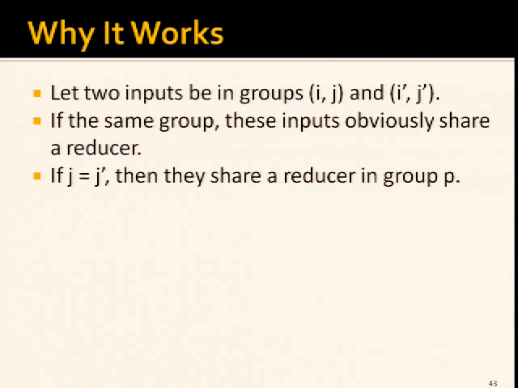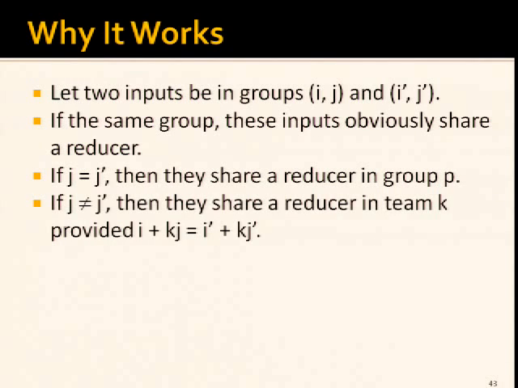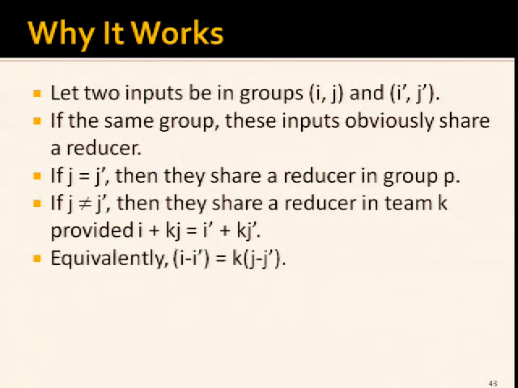sorry, it's a typo. I didn't mean group P. They share a reducer in team P. And if j is not j prime, then I claim they'll share a reducer in team k, provided this holds. That is, i plus kj equals i prime plus kj prime. Oh, I'm sorry, all this arithmetic is done modulo P. Now, what I wanted to show you is that there has to be some k for which that's true.